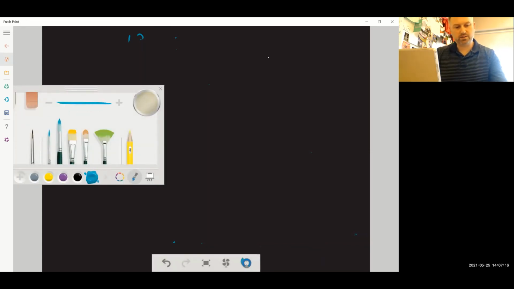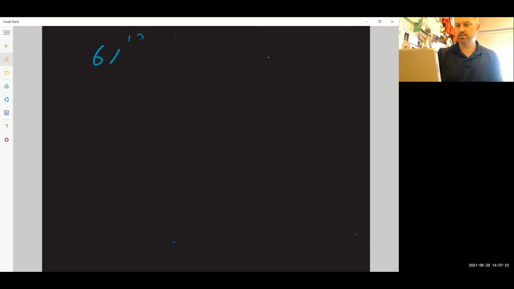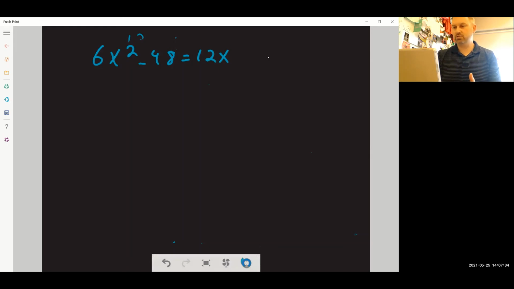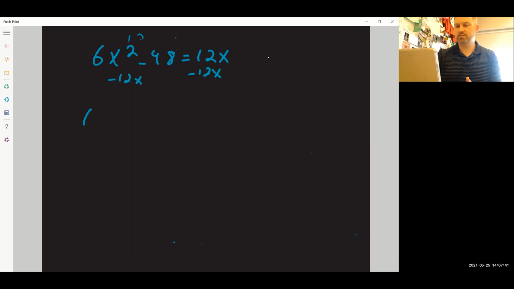Okay, the next one's going to have a leading coefficient that isn't 1. So let's try 6x squared minus 48 equals 12x. Okay, so again, the first thing I need to do is set this equal to 0. And I'm going to do that by subtracting 12x to both sides, which gives me 6x squared minus 12x minus 48 equals 0.